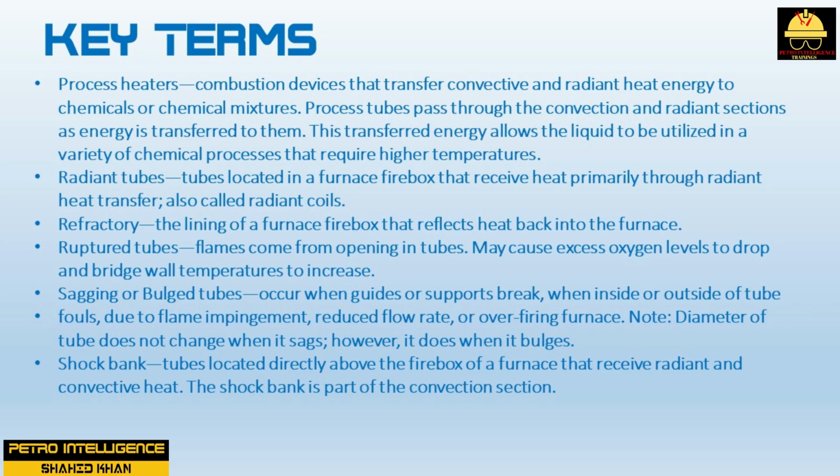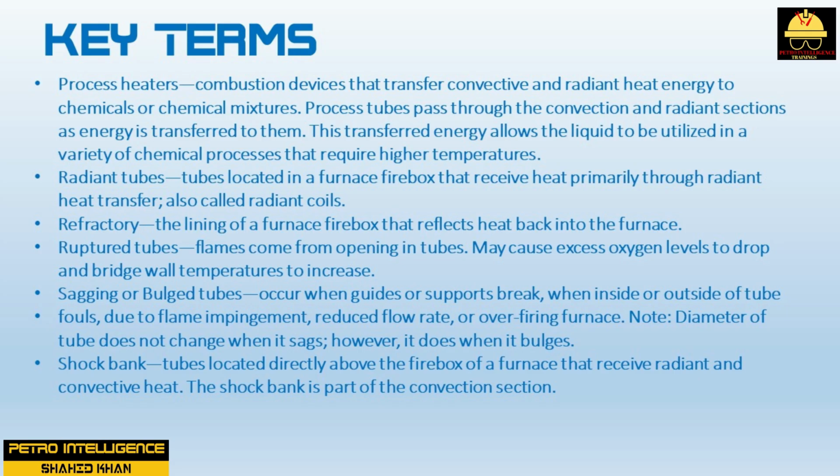Ruptured tubes causes flames come from opening in tubes. May cause excess oxygen levels to drop and bridge wall temperatures to increase. Sagging or bulged tubes occur when guides or supports break, when inside or outside of tube fouls, due to flame impingement, reduced flow rate, or overfiring furnace. Note, diameter of tube does not change when it sags, however, it does when it bulges.